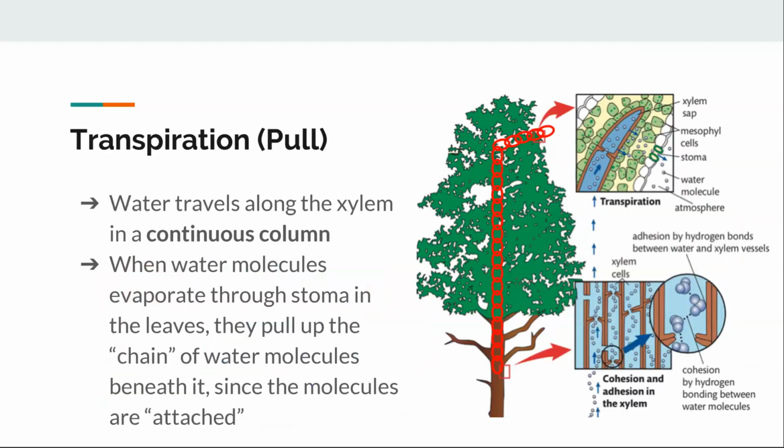Now, on to the big factor in water transport, the transpiration pull. We know that water travels along the xylem in a continuous column, and then when water molecules evaporate through the stoma in the leaves, they'll pull up the chain of water molecules beneath it, since those water molecules are attached due to cohesion. So the water is all attached here in a continuous column, so that when one water molecule evaporates out of the stoma, it pulls up all the water molecules beneath it, because those water molecules are linked together or attached to each other, kind of like a chain.